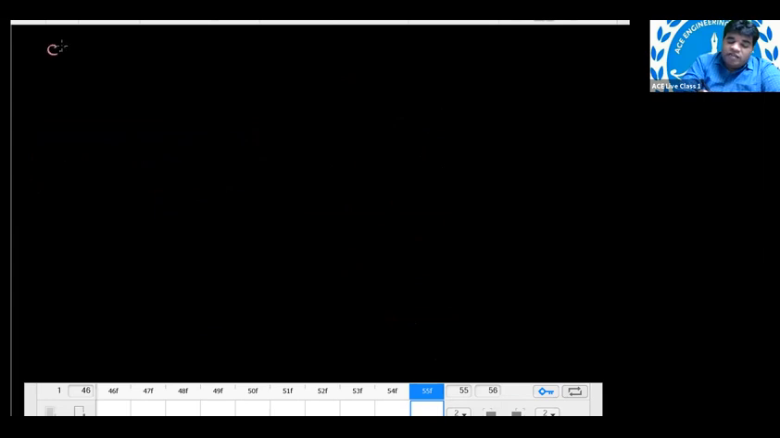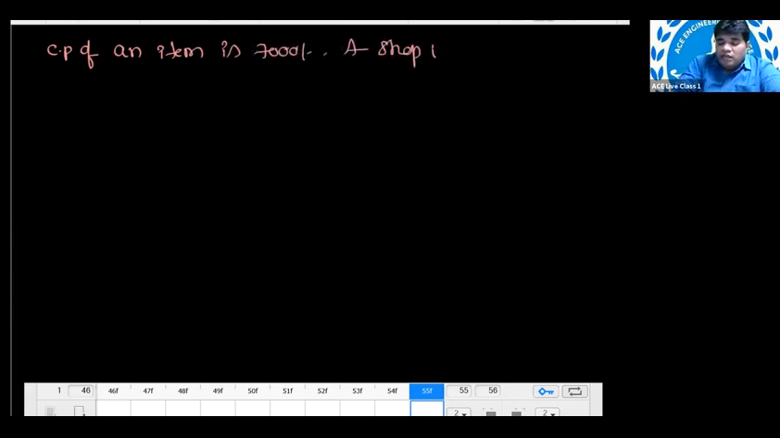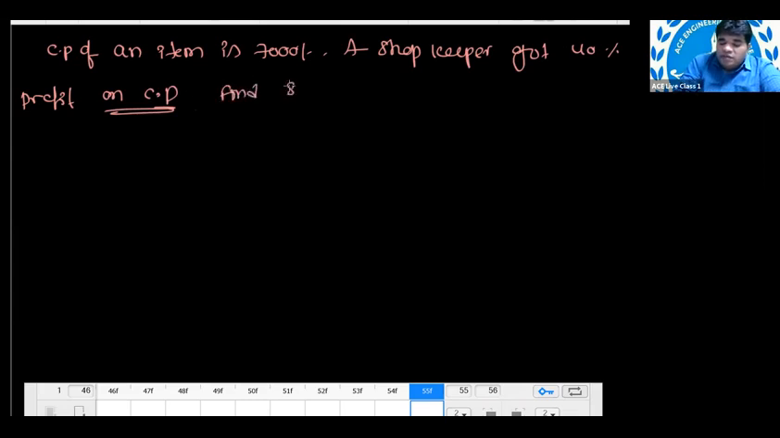Okay, look at the example. Cost price of an item is 7,000 rupees. A shopkeeper got 40% profit on CP. On CP, find the selling price. This is the problem, Krishnaja.